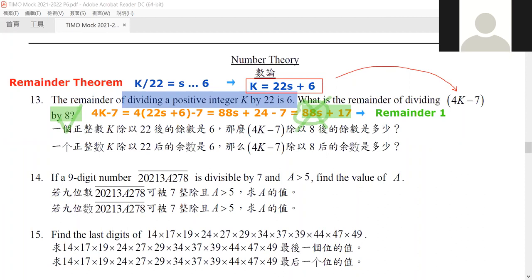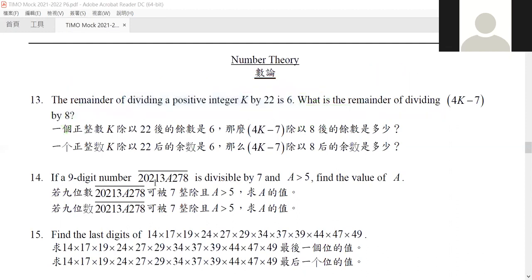Okay, so let's go to question 14. Question 14: if a 9-digit number 2021382678 is divisible by 7. Now, divisibility by 7 is difficult to do. How can we know whether some number is divisible by 7 or not? We do this by making use of the so-called 3-digit determinant.